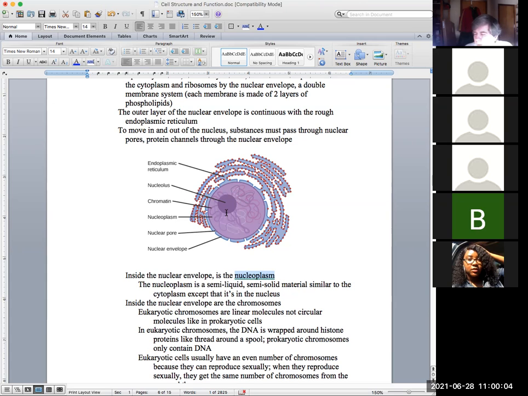Now remember, the bacteria cells, the prokaryotic cells that we looked at the other day, only had one chromosome. And if you remember, we said there were three crucial things that we wanted to remember about this chromosome. One was the fact that there was just one chromosome. Another was the fact that it was a circular molecule.